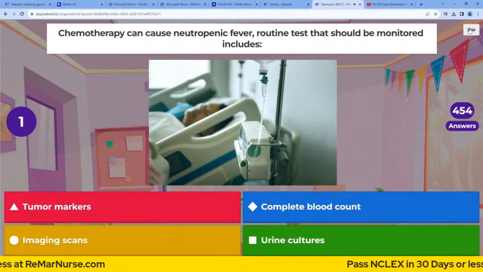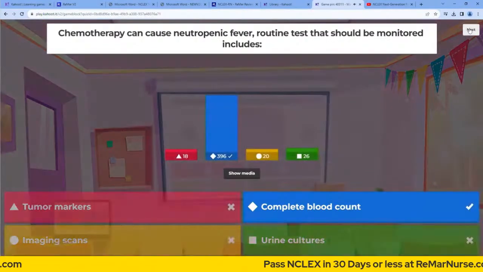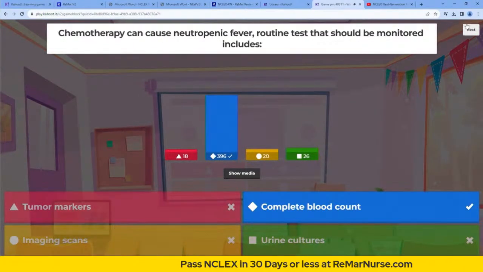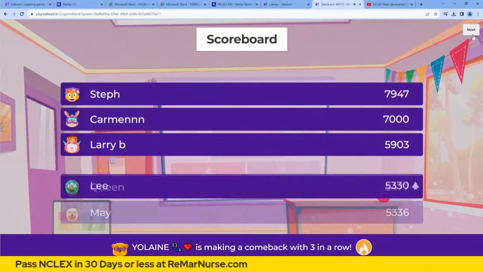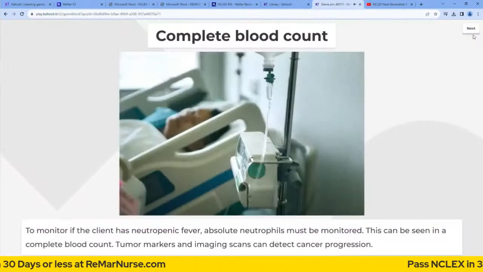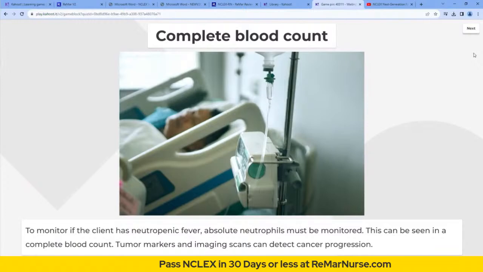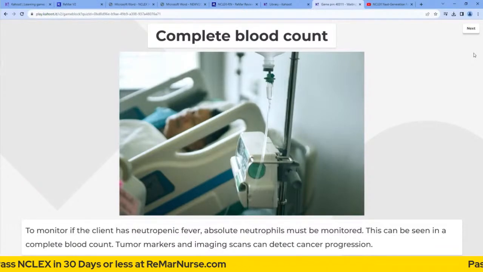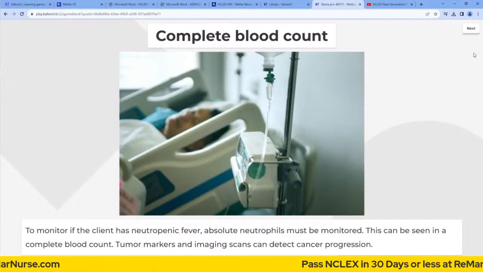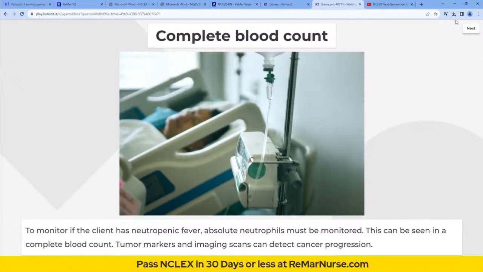Okay. The correct answer is blue, and the majority of you did get this right, those who were able to answer. Whew. Okay, complete blood count. To monitor if the client has a neutropenic fever, you need to look at the complete blood count because your neutrophils need to be monitored. The tumor markers and the imaging scans are going to detect the cancer part of it.